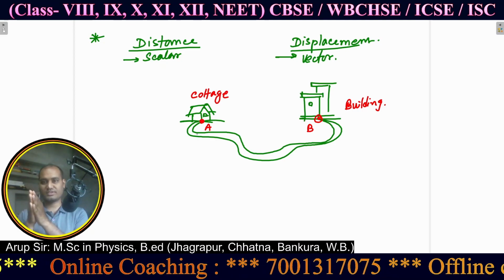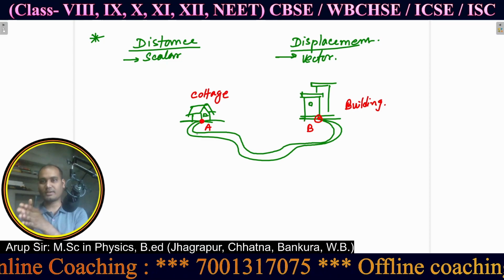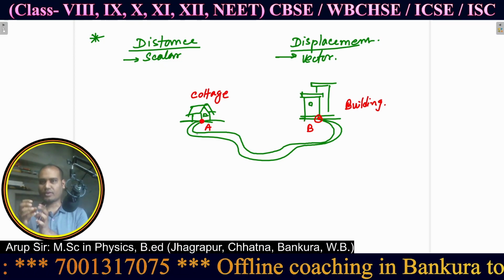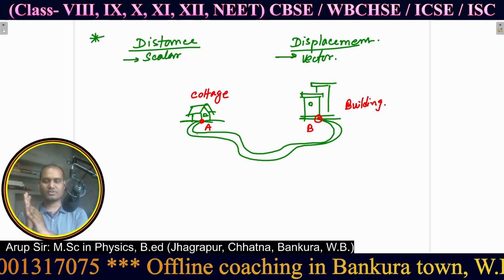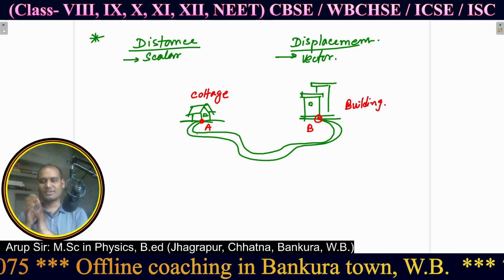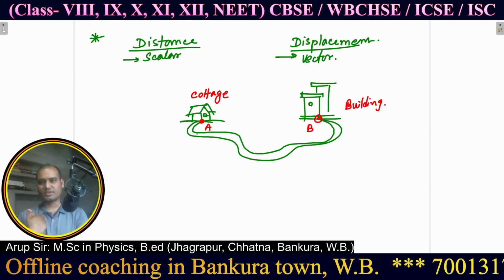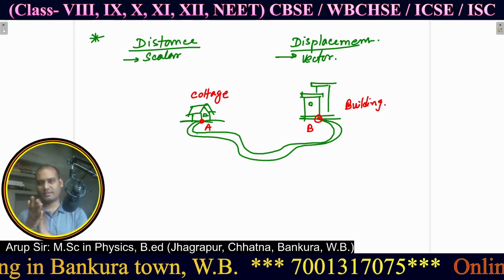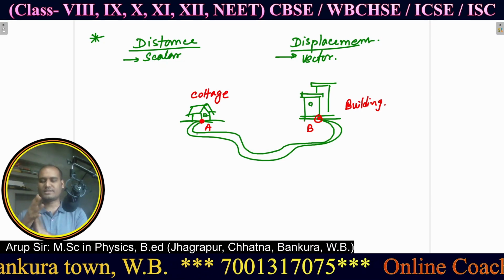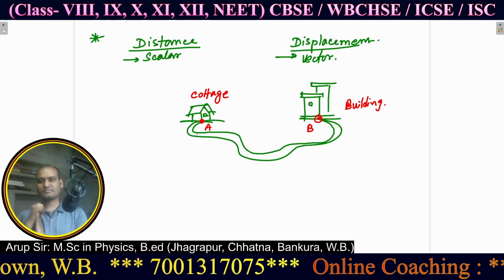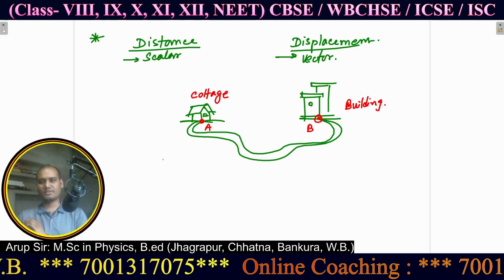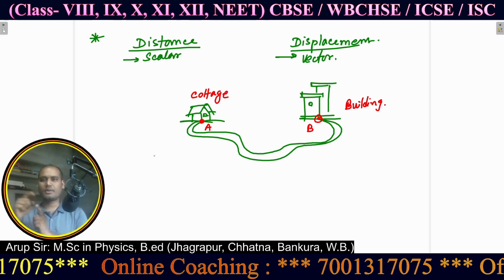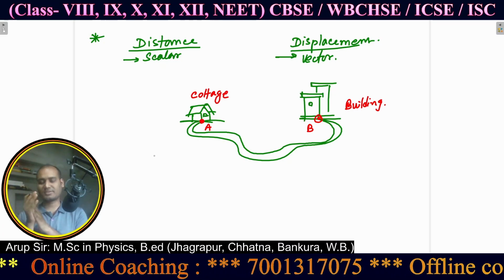Then from Bankura station we'll take a train, and the train will not go straight, right? The train will go by following its track, and its track is not totally straight. You can see the map, it is not totally straight. So it is going by following its track only. So what is happening in that case? From Bankura to Howrah, the distance traveled by the train, distance means path length actually.